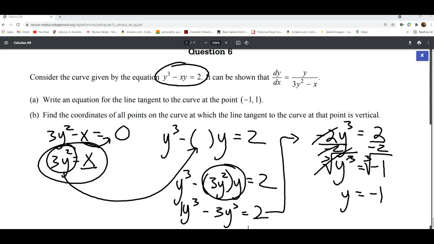Now, I'm not completely done because the problem's asked me to find all the points. Okay, this is not a point. This is a part of a point. A point has an x value and a y value. So now I need to find the x value that goes with it.